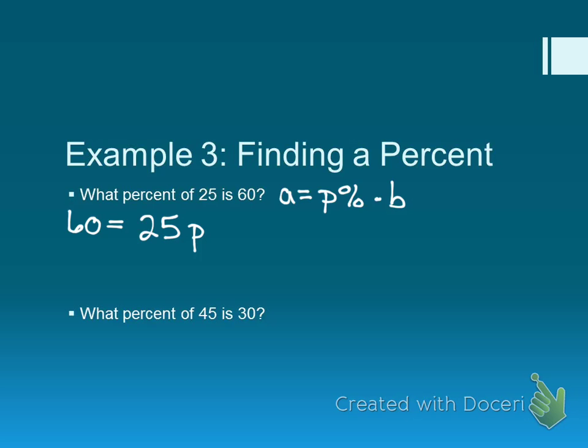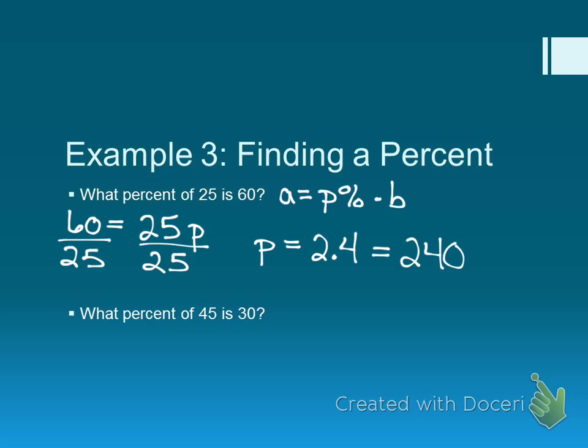Now it's easier to see what you do to solve for P. Divide both sides by 25. And what do you get? P equals 2.4. Okay, but is that a percentage? That's a decimal. No, it's not. Okay, I need to now convert it to a percentage. So what would it be? Yes, 240%. All right, I want you to do the second problem the exact same way.